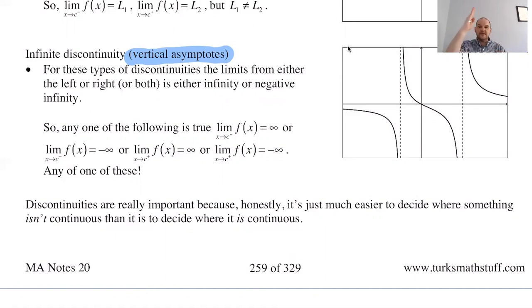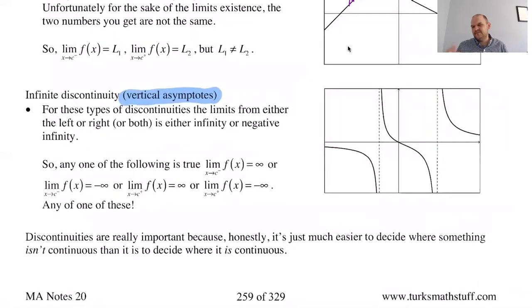You just need one of these things to be true. Either this is happening, or this is happening, or this is happening, or this is happening. That's it. You don't need both. So the limit from the left is infinity or negative infinity, or the limit from the right is infinity or negative infinity. That's an infinite discontinuity. So these are the types of discontinuities. You know what those look like. They look like vertical asymptotes.